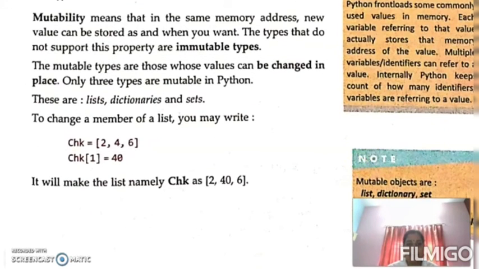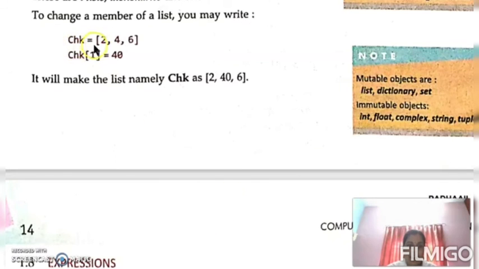And next is the mutable type. We already said list is mutable and dictionary is mutable. In a mutable type, values can be changed in place. For example, a list is created with values 2, 4, 6, and chk[1] equals 40 means the 4 will change to 40. At the memory position chk[1], the value is changed.